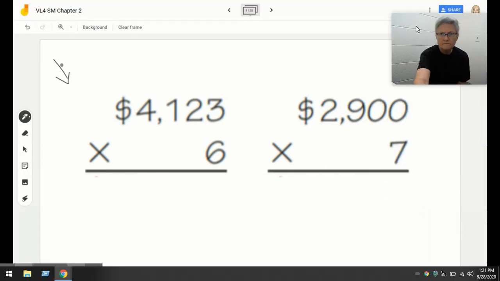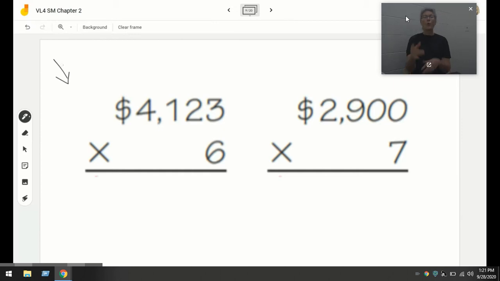So we're going to do 4,123 times six. We know that we need to start in our ones column because of our regrouping, or the possibility of regrouping. I'm gonna start in my ones column and I see that we have six times three, or three times six. We know that in multiplication, the order does not matter based on the commutative property. So six times three is 18.